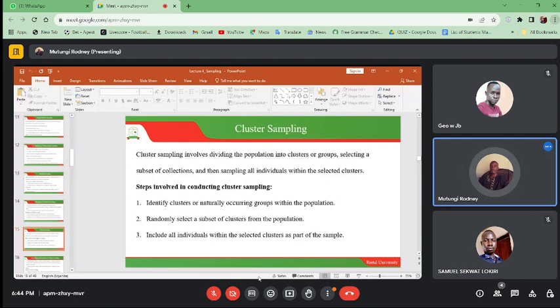Okay, so in that case, you would have done cluster sampling. You have street 1 to 5, then you have used simple random selection to get street 2 and 3, and then you have now gone for everyone in street 2 and everyone in street 3 because those are the streets that you considered. So that is all about cluster sampling.